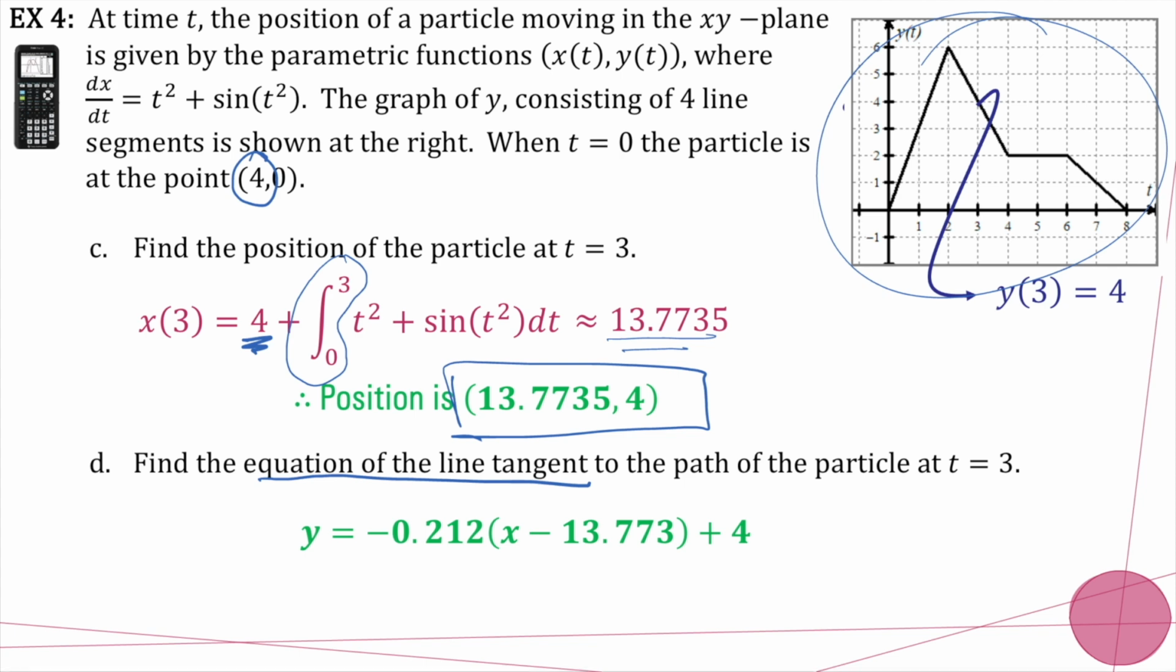Speed and arc length of parametric functions. Not a whole lot of new stuff, just looking at it from a different perspective.